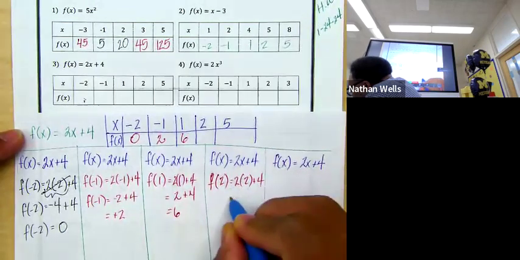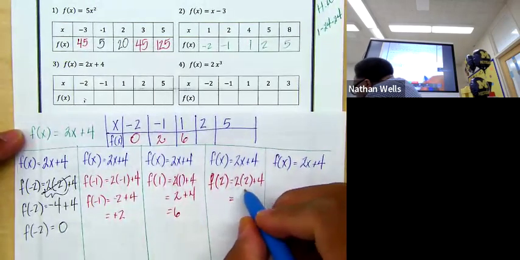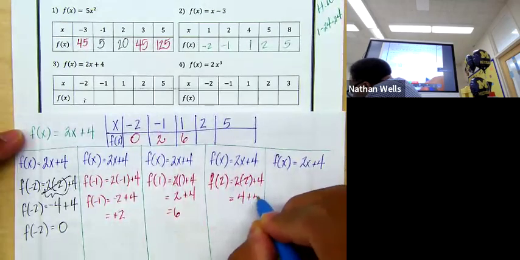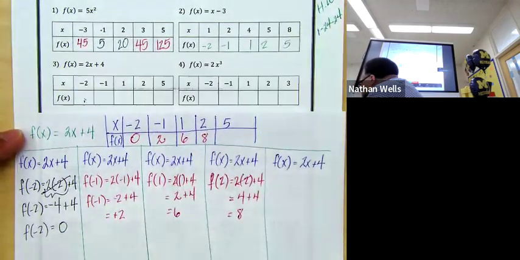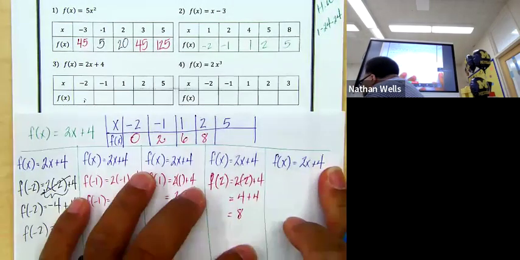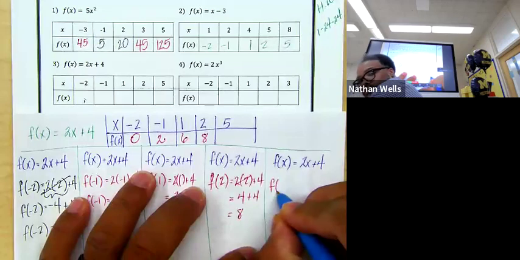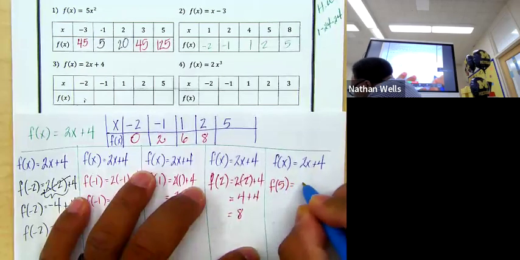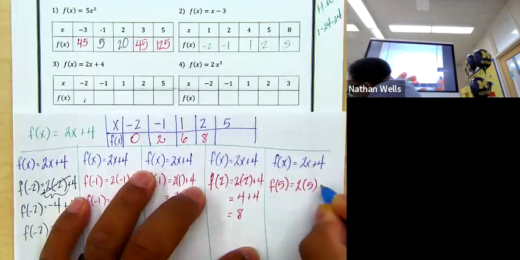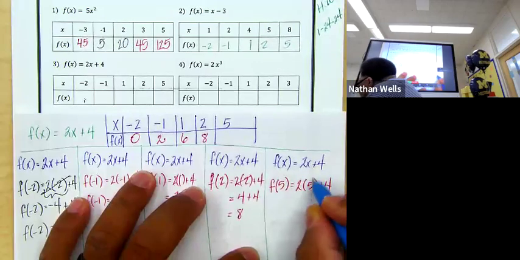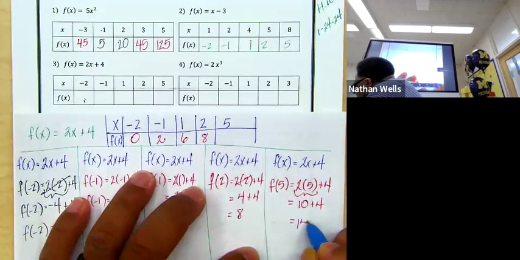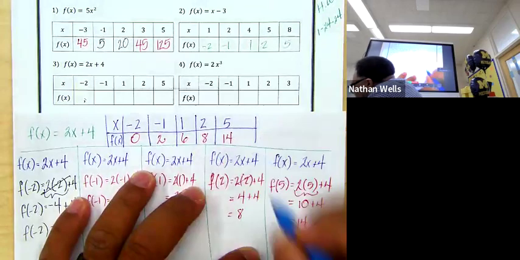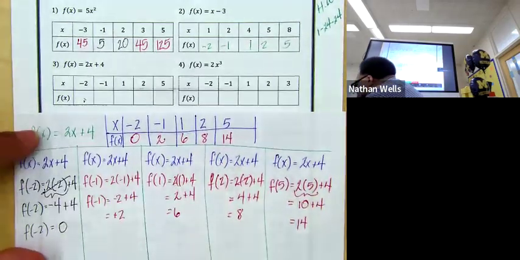And when x is 2, 2 times 2 is 4, plus 4. 4 plus 4 is 8. So when x is 2, my f of x is 8. And finally, when x is 5, replace the x with 5. 2 times 5 is 10, plus 4 is 14. When x is 5, my f of x is 14.